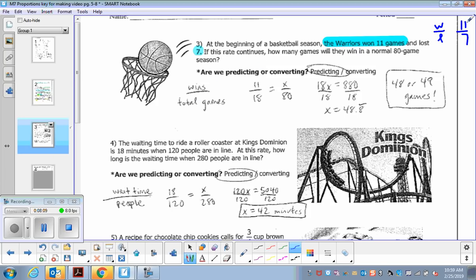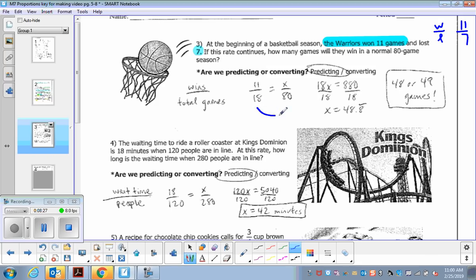So if we add the 11 and 7 games, we can see that they've played 18 games total, and now we're ready to compare the part to the whole, that they've won 11 games out of the 18 total, and we can use that to predict how many wins they'll have out of an 80-game season.